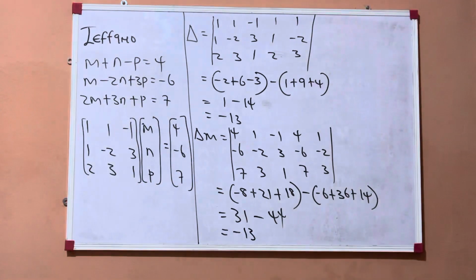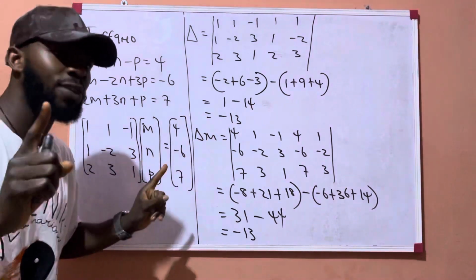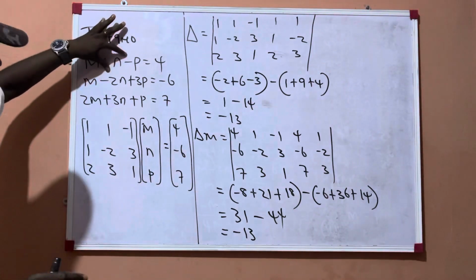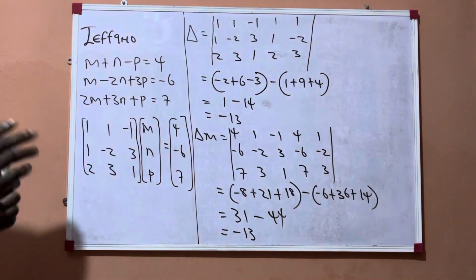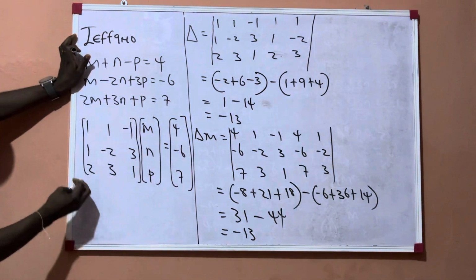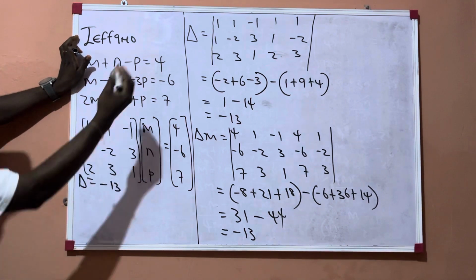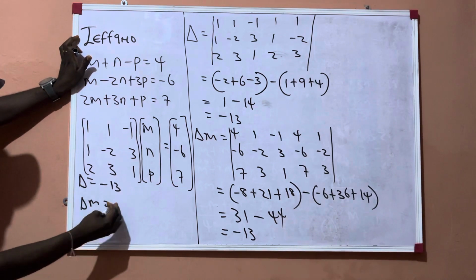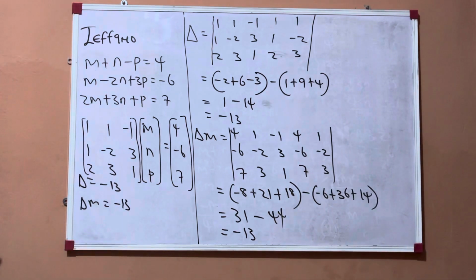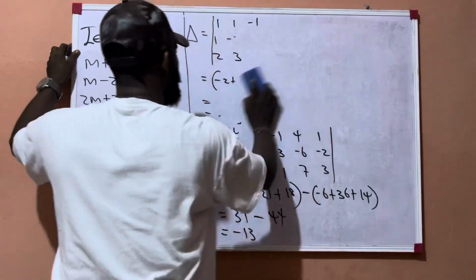Okay, now we have solved for change in m. Now, what do we have left, class? We need to solve for change in n and we need to solve for change in p. Now, let us give the values here so we won't miss it out. First of all, change in m was minus 13, because of the space on the board. Now, let us go for what? Change in n now. Okay, let us solve for change in n.